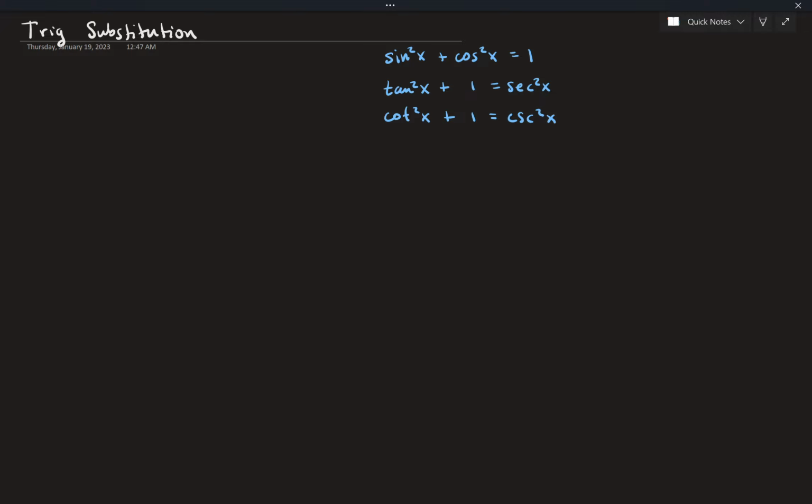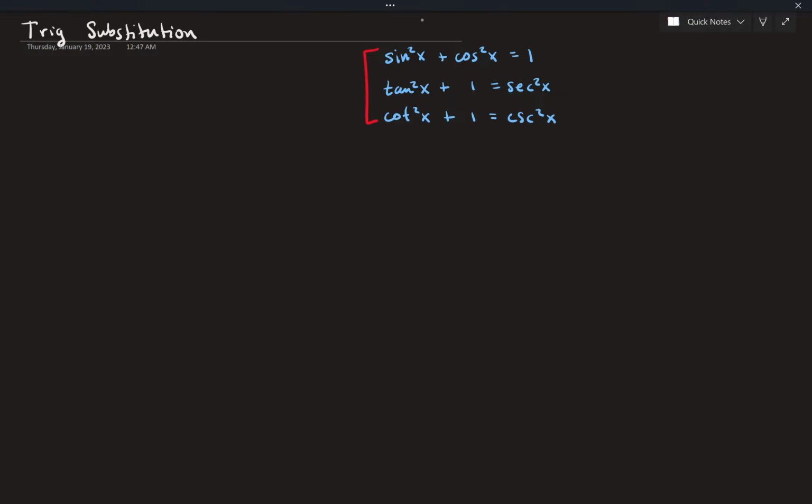But here's the bottom line. I've written down these couple formulas. I've written down these three Pythagorean identities. These three identities are going to be what guide your trig subs. So what is trig sub?